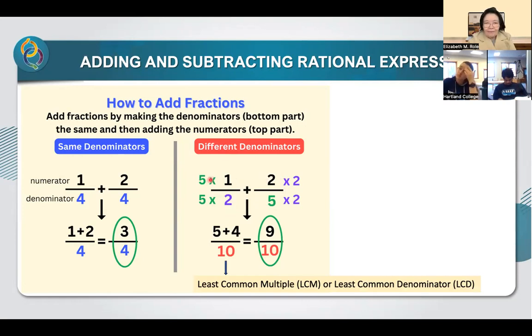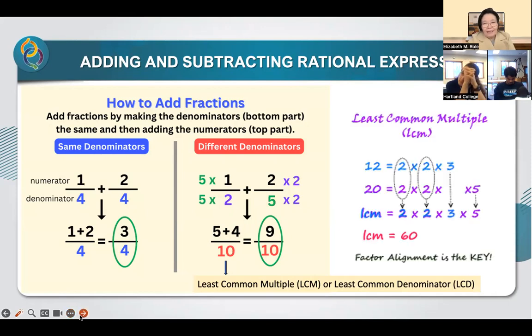So 5 times 1 is 5, and 5 times 2 is 10. 2 times 2 is 4, and 5 times 2 is 10. So the denominator is already the same, the least common multiple. And so 5 times 1 is 5, 2 times 2 is 4. So 5 plus 4 is 9 over 10. So we are just remembering how to add fractions.